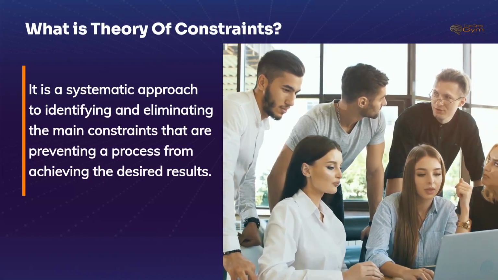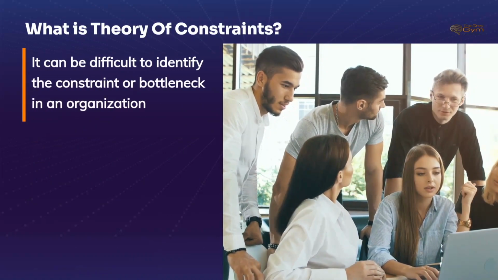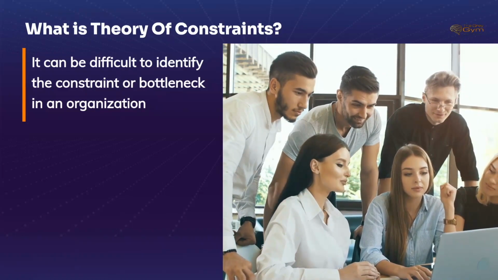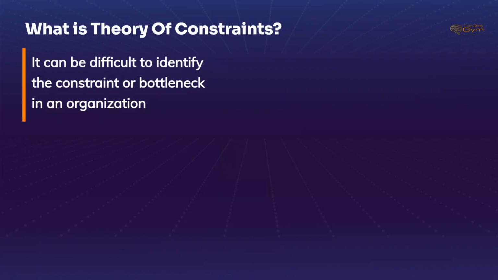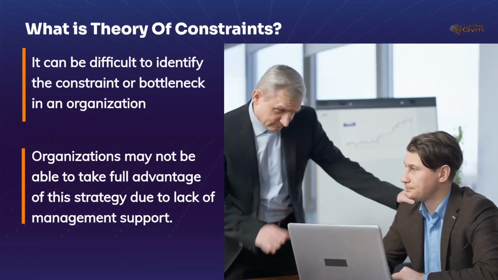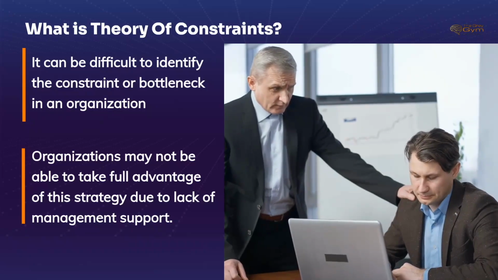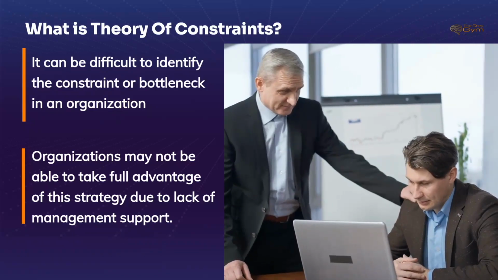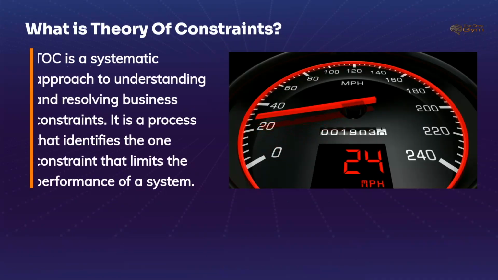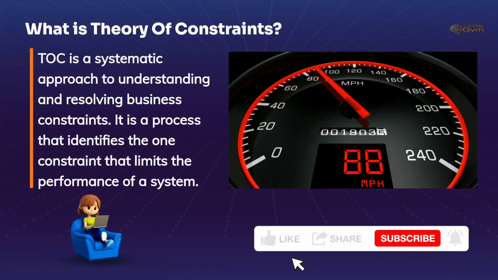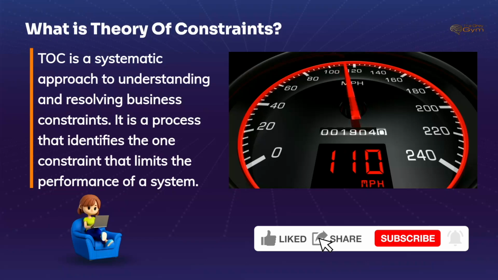The theory of constraints is a powerful management tool for any organization to use, but it does have its limitations. One limitation is that it can be difficult to identify the constraint or bottleneck in an organization. Another limitation is that organizations may not be able to take full advantage of this strategy due to lack of management support. The theory of constraints is a systematic approach to understanding and resolving business constraints. It is a process that identifies the one constraint that limits the performance of a system.